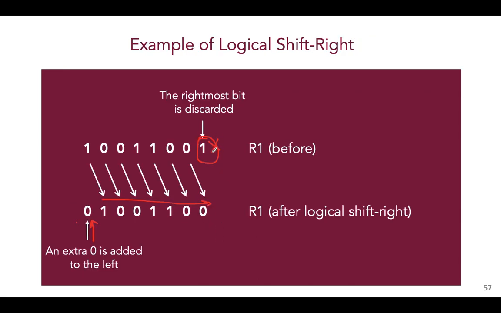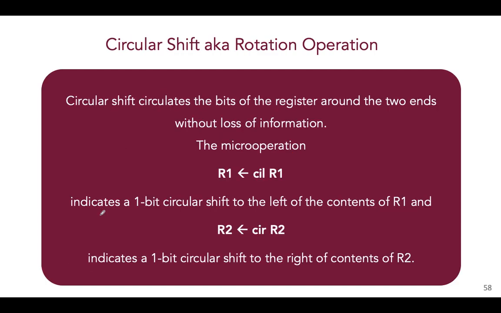So, for example, in logical shift right, we discarded this and added 0. In that case, what would happen is this one will go here. So you don't have to waste this one and add a 0. You just simply remove it from this point and add it to this point. So it's like a loop. That's what circular shifting is, right? And this is the nomenclature, this is the symbolic notation for circular shifting. This is circular shift left, this is circular shift right.